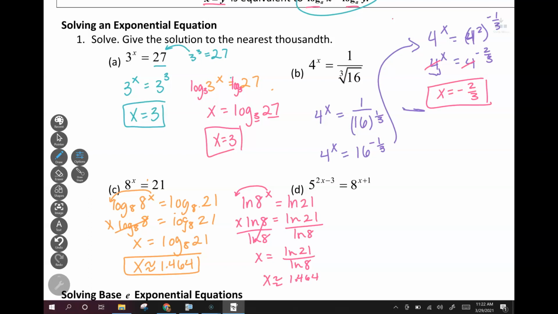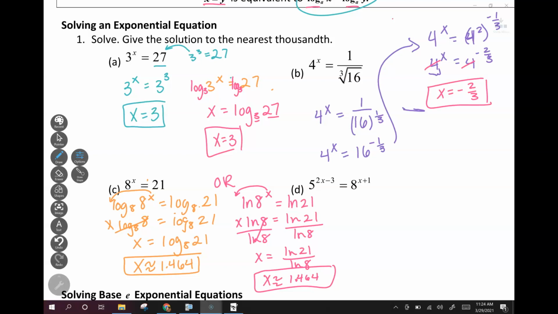1.464. So you can do it either way. Use the same base and then it's going to cancel. But you can also just do log base 10 or ln and then divide. All right, let's look at D.